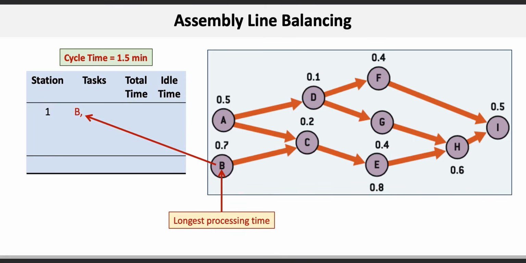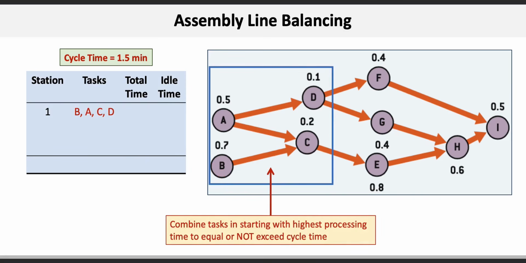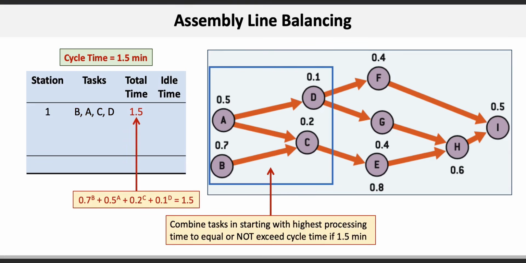first. Then, to create an optimized workstation, we combine as many tasks as we can in order of highest to lowest processing time to come as close as we can to the cycle time without exceeding it. So here, tasks A, C, and D can be combined with task B to create a workstation with a total time of 1.5 minutes, which is determined by simply adding up all the task times in the workstation. 0.7B plus 0.5A plus 0.2C plus 0.1D equals 1.5 minutes.